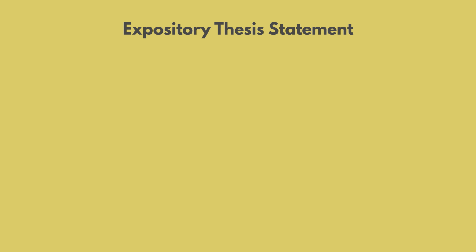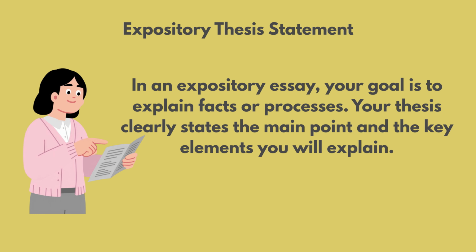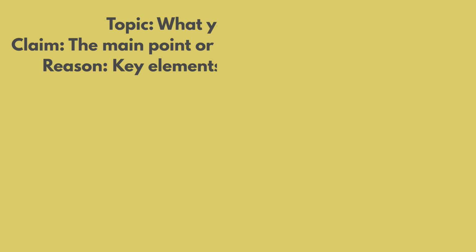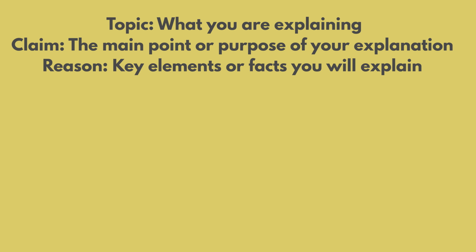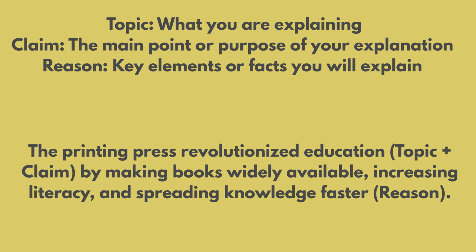Expository thesis statement. In an expository essay, your goal is to explain facts or processes. Your thesis clearly states the main point and the key elements you will explain. Topic: what you are explaining. Claim: the main point or purpose of your explanation. Reason: key elements or facts you will explain. Example: the printing press revolutionized education. That is the topic plus claim. By making books widely available, increasing literacy, and spreading knowledge faster.